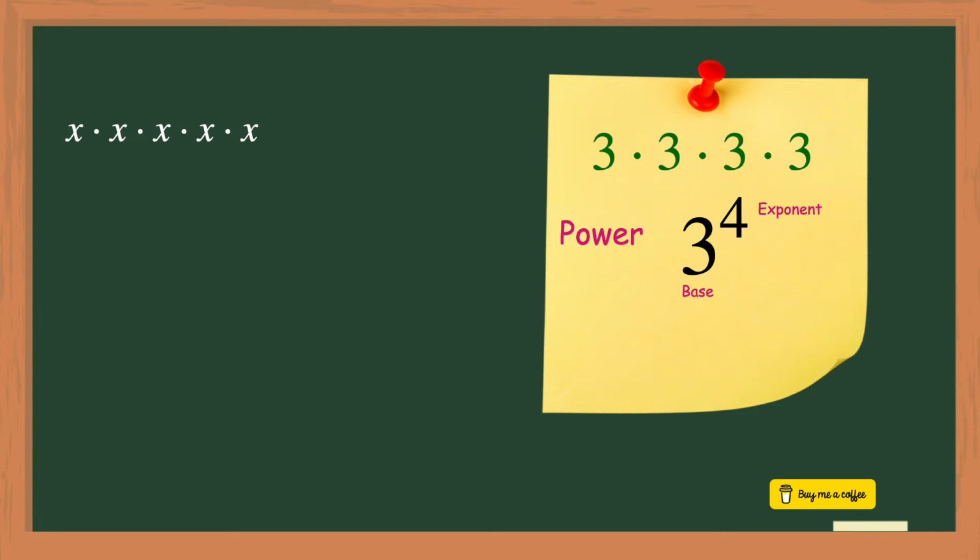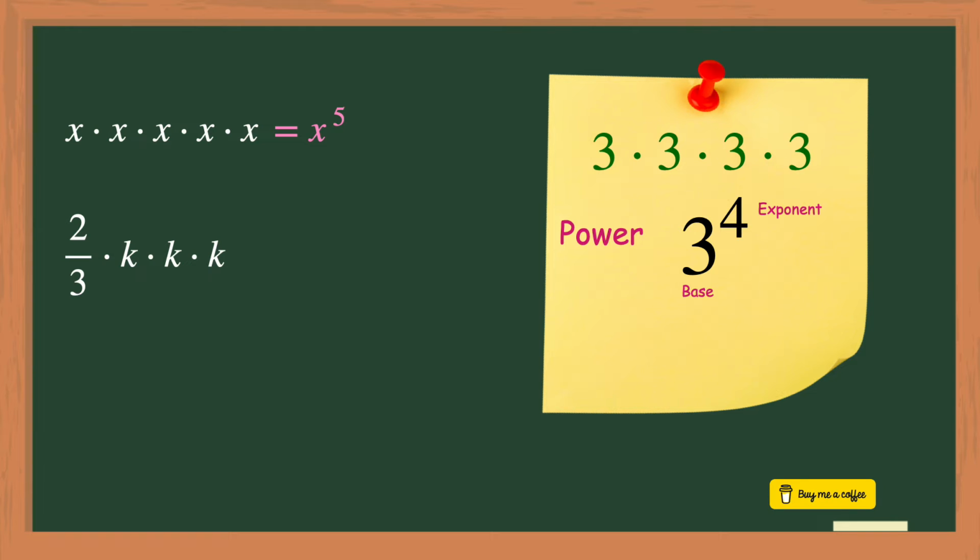Now let's go back to the algebraic expression here, where we have the variable of x being repeatedly multiplied to itself 5 times. We can use a power to rewrite this expression as well. The base is the repeated factor of x, and the exponent will be 5. So we can rewrite this as x to the 5th power.